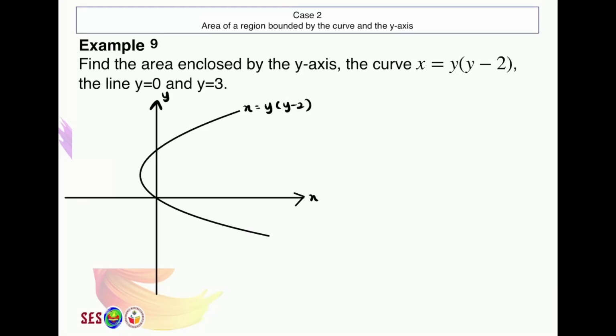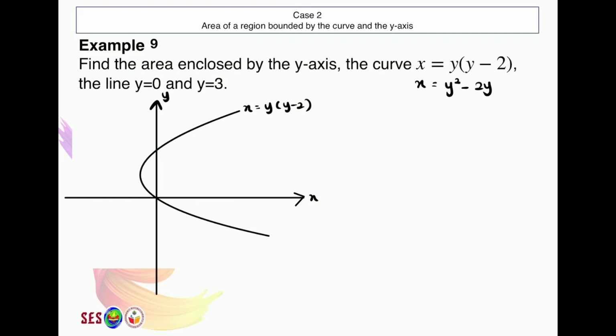Okay, so in this example, we are going to find the area enclosed by the y-axis, the curve, and the lines y equals 0 and y equals 3. If we expand the curve, we will get a quadratic function, x equals y squared minus 2y. So this is how the curve looks like.